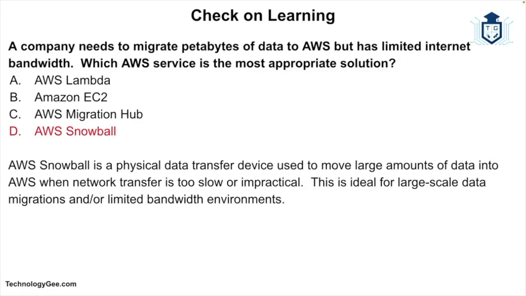And the correct answer is AWS Snowball. So AWS Snowball, this is a physical data transfer device used to move large amounts of data into AWS when network transfer is too slow or impractical. And this is ideal for large-scale data migrations and/or limited bandwidth environments.